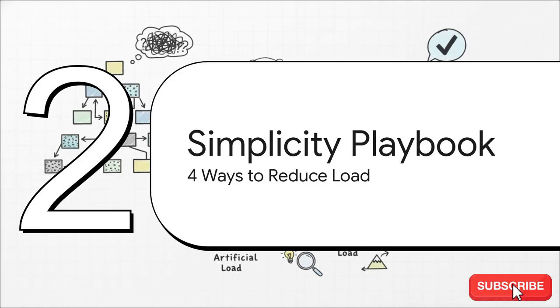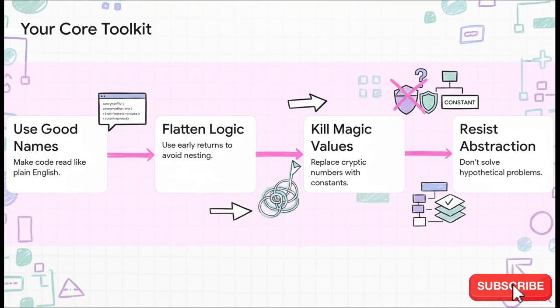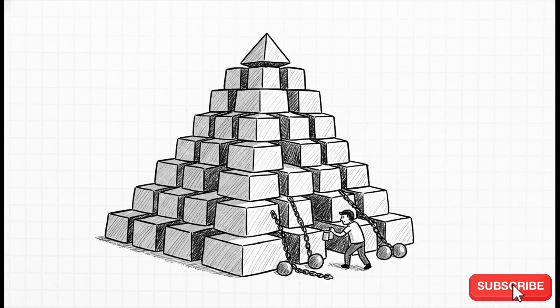Okay, enough theory. Let's get practical. Let's talk about your simplicity playbook. I've got 4 things you can start doing, like right now, to cut down on that cognitive load and make your code way easier for everyone, including you, to understand. All right, so here's the toolkit. Use descriptive naming, flatten your logic, get rid of those magic numbers and codes, and, this one's key, resist early abstraction.